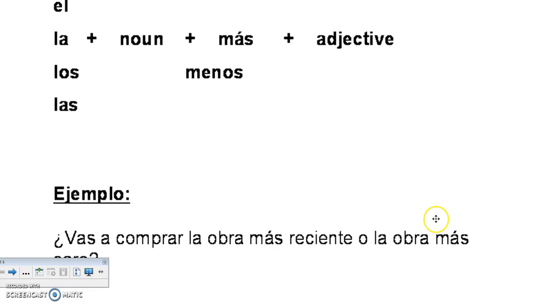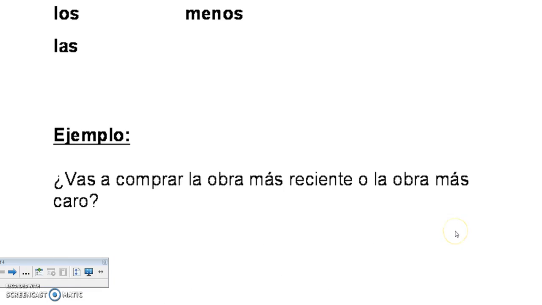So the example we have here, dealing with our artwork, it says, ¿Vas a comprar la obra más reciente o la obra más caro? And this should actually be cara because it's obra. But all that means is, are you going to buy the artwork that's most recent or the artwork that's most expensive? So you can see definite article, noun, más, and then the adjective in the sentence. And you would do the same if it was the least of something.